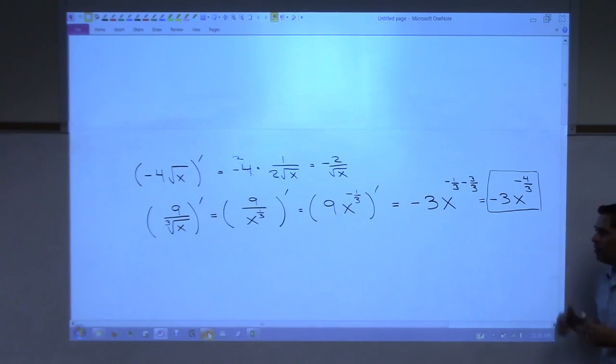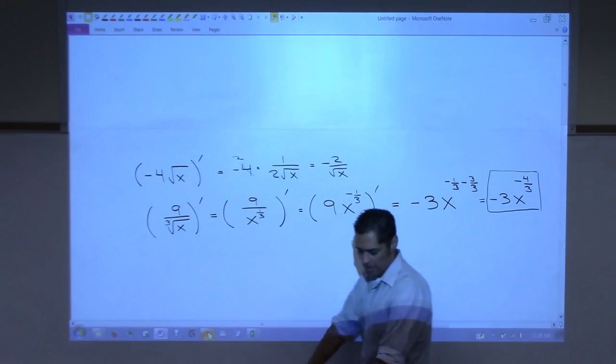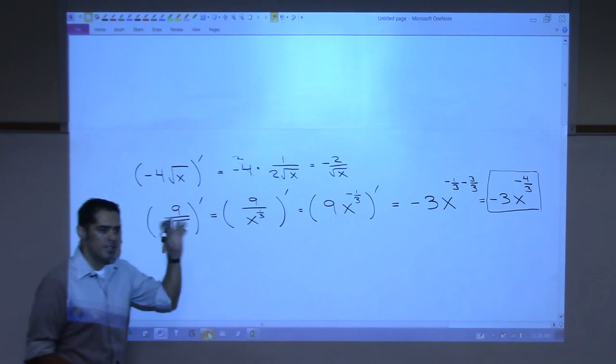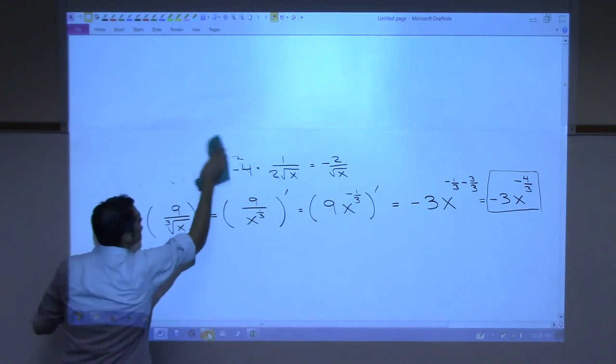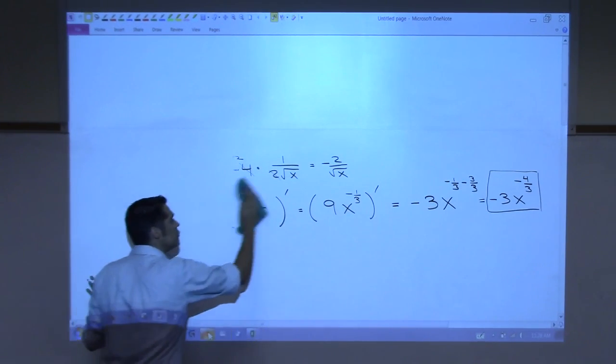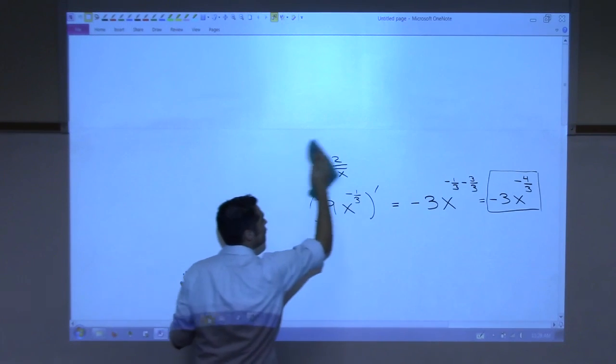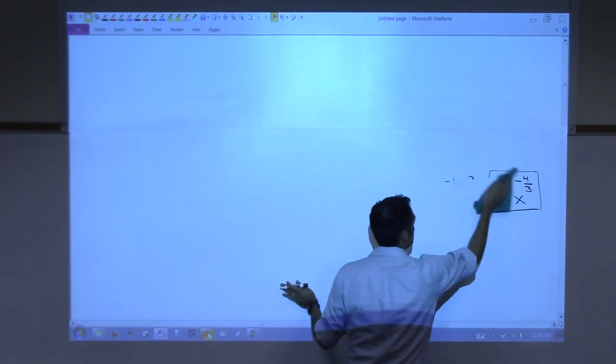And we can just keep going all day long with this stuff, but this is the principle of it. If you have a number attached to the front, you just bring it with you. If the number's by itself, there's no function, the derivative is 0. All right, next rule.